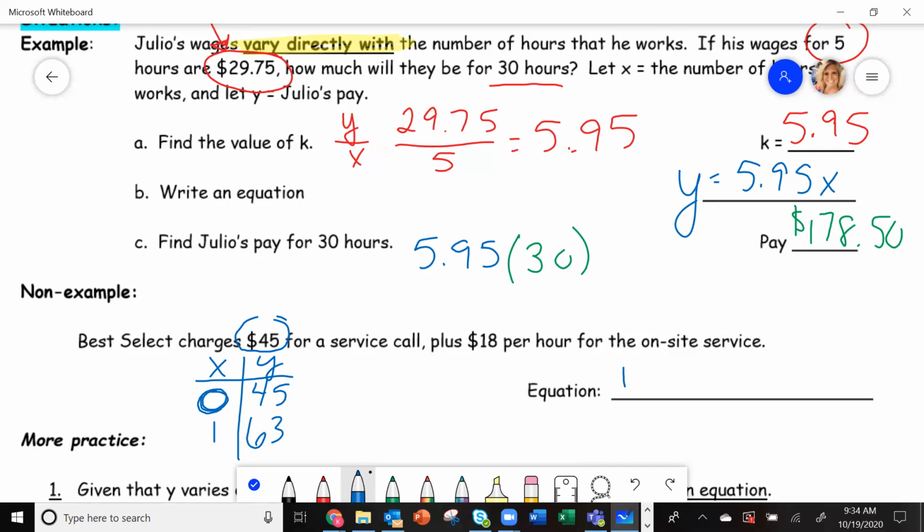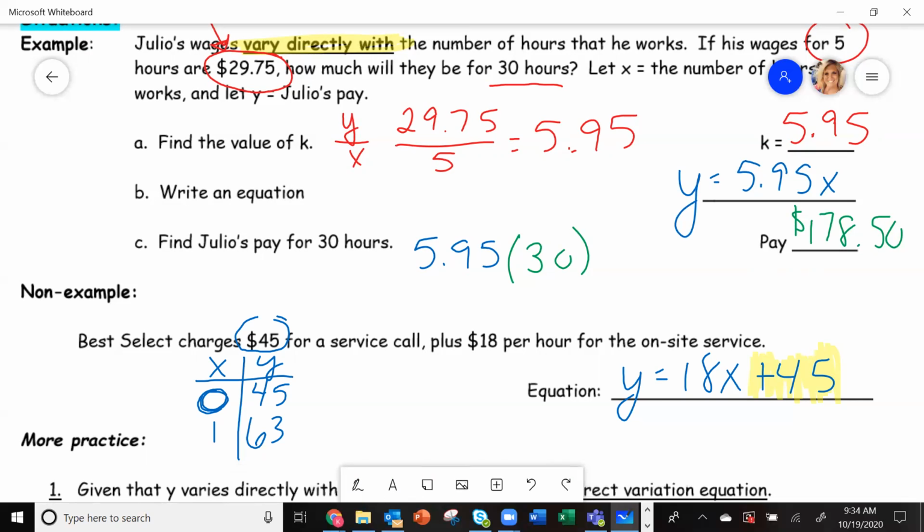See, my equation is y equals $18 x, 18 for each hour, plus 45. This is not a direct variation because of this right here. It doesn't start at 0, 0. They're charging me a one-time service call fee just to show up to the house. So in the word problems, that's what the difference is. And we'll look at those in just a little bit and practice on those.